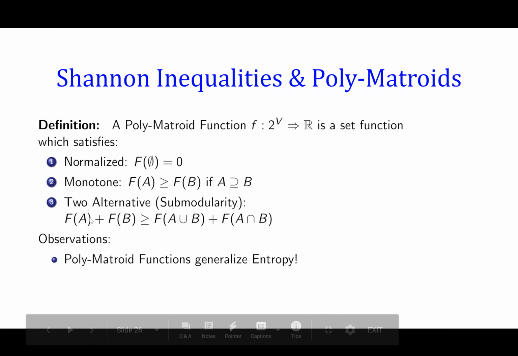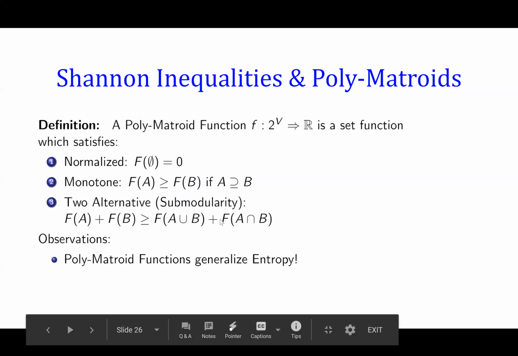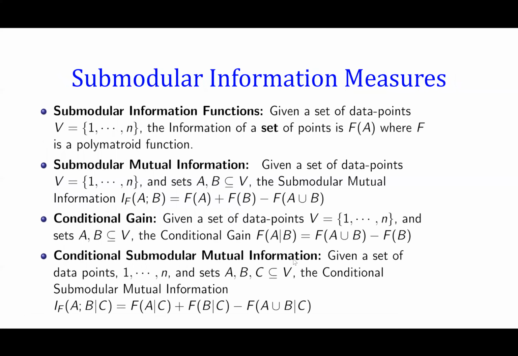So this is great. But the so-called Shannon inequalities actually hold for a much broader class of functions, the so-called polymatroid functions. A polymatroid function f is a set function which satisfies these three properties, so in fact they are normalized monotone submodular functions. And an interesting observation is that polymatroid functions generalize entropy.